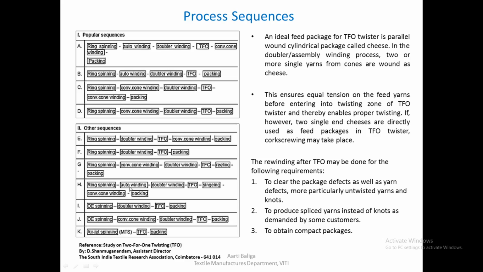Then we can have ring spinning, auto winding, doubler winding, TFO, which can then go for singeing, then conventional cone winding to remove faults, and then packaging. We can also have yarn from open end spinning going to doubler winding, then TFO and packaging. On the other hand, we can have open end, conventional cone winding, doubler winding before this assembly wound package, and then TFO and packing. And the last passage could be, instead of open end rotor yarn, airjet yarn, which is MTS, and we can go for TFO and then directly for packaging. So these are the different process sequences that one can have.